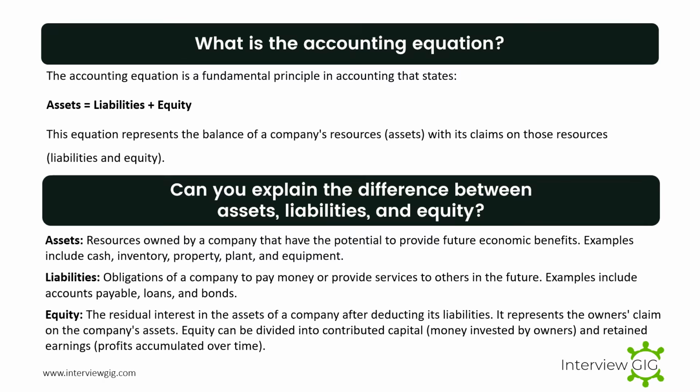Assets, resources owned by a company that have the potential to provide future economic benefits. Examples include cash, inventory, property, plant, and equipment. Liabilities, obligations of a company to pay money or provide services to others in the future. Examples include accounts payable, loans, and bonds. Equity, the residual interest in the assets of a company after deducting its liabilities. It represents the owner's claim on the company's assets. Equity can be divided into contributed capital, money invested by owners, and retained earnings, profits accumulated over time.